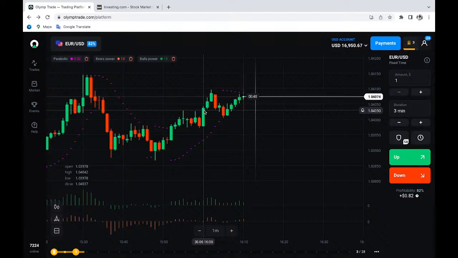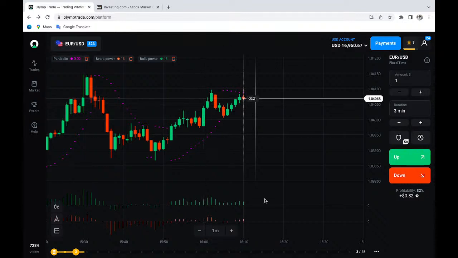So what we have to do is wait for the next confirmation, the second confirmation, which we will get from the bear and bull power. If we're going to an uptrend, we need bull power strong and bear power weak. So basically we need bull power and bear power above the zero, because we're going to do an up trade. That's how we follow this strategy.